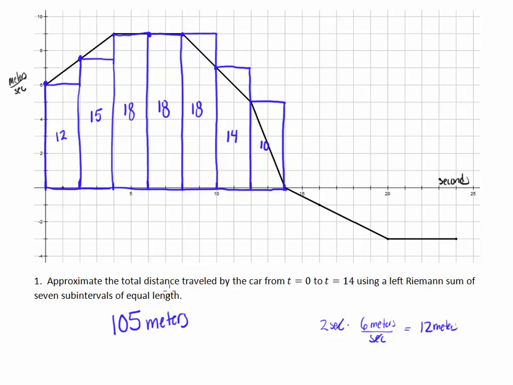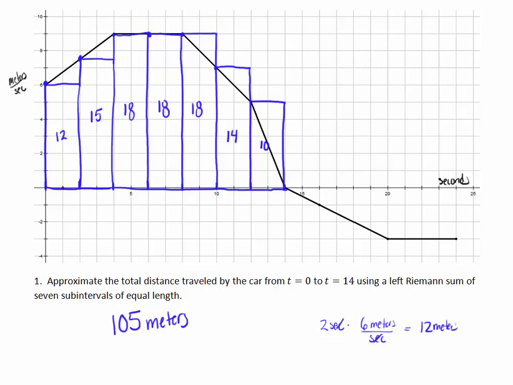So that is the distance the car traveled from time equals 0 to time equals 14. It's also known as the change in position. So it's changed 105 meters. We don't know where it started from, but we know that from 0 to 14 it has changed by 105 meters.